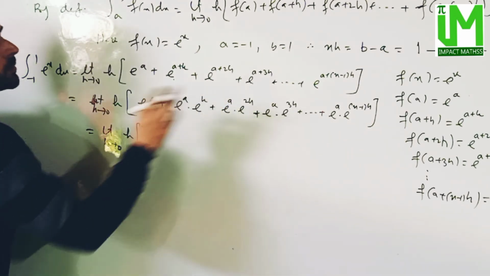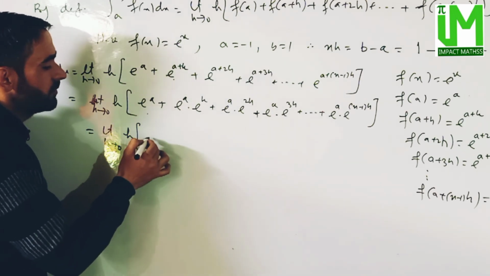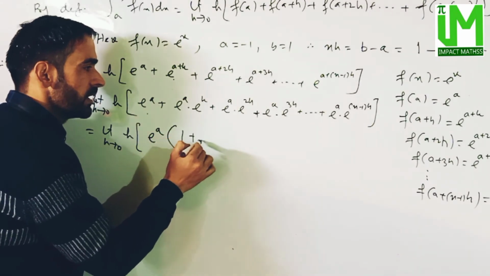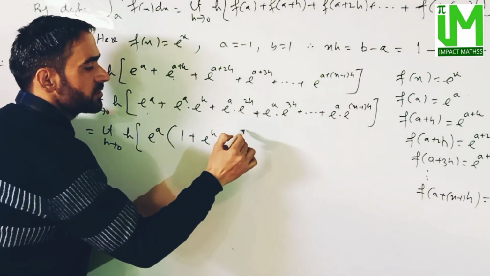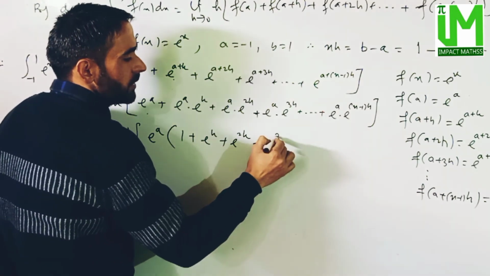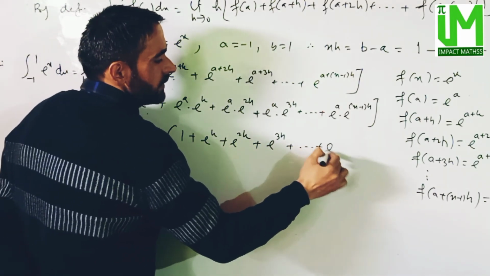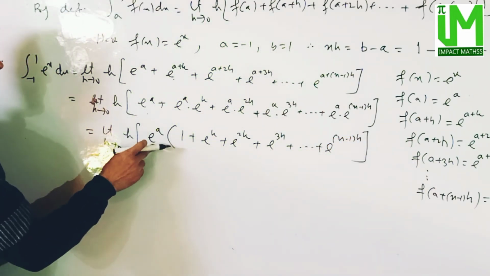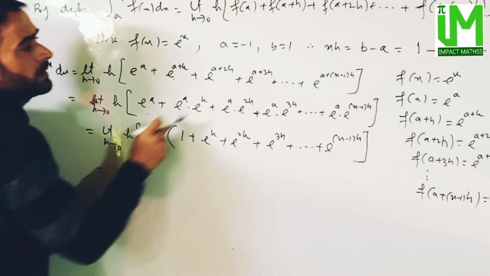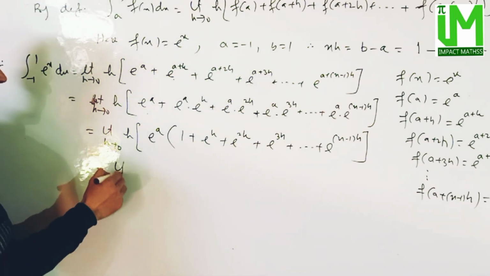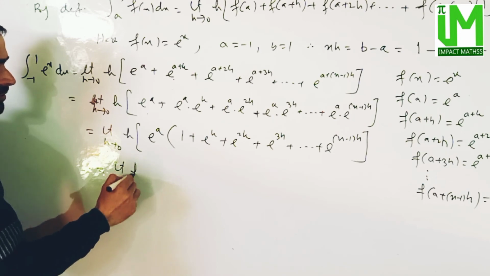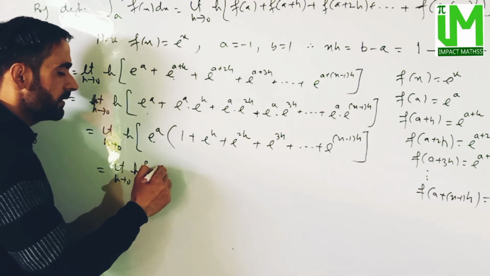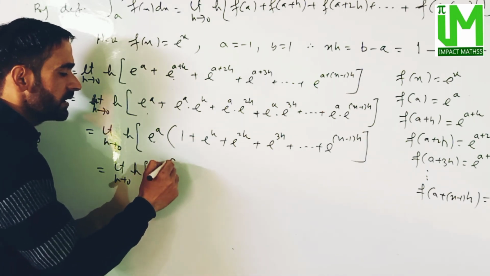h times सारी terms अगर e raised to power a common करो. So it will be e raised to power a. So what is left over? 1 plus e raised to power h plus e raised to power 2h plus e raised to power 3h plus up to e raised to power n minus 1 into h. ठीक है. So e raised to power a, अगर वो वैल्यू दें, what is value of a? Minus 1. So it will be limit h tends to 0, h into e raised to power a, so e raised to power minus 1.